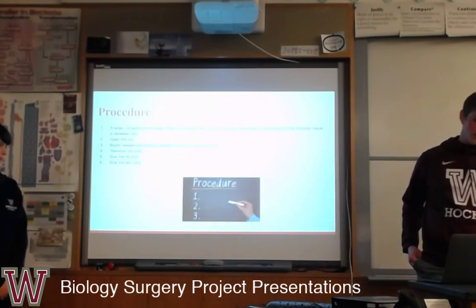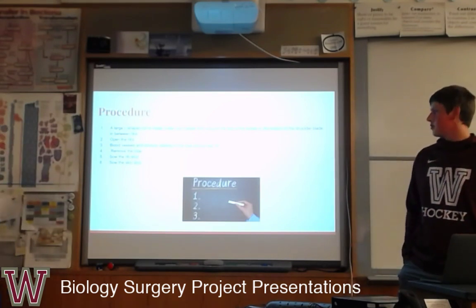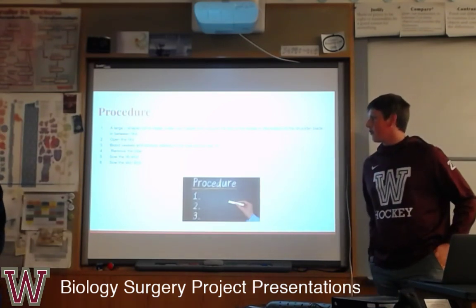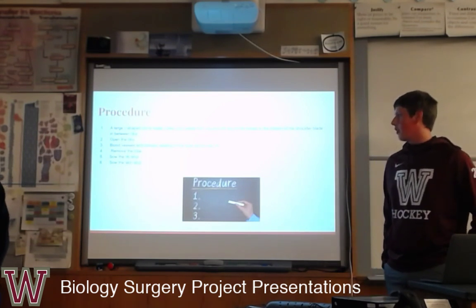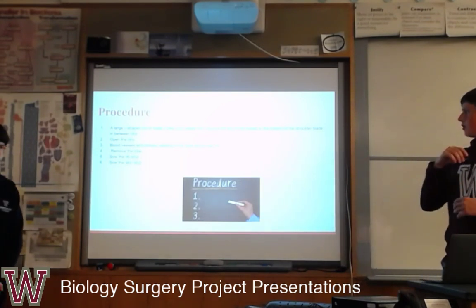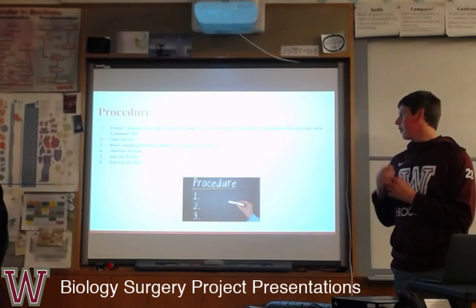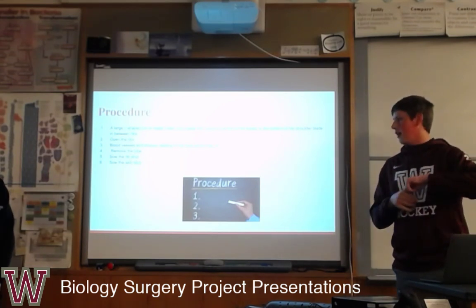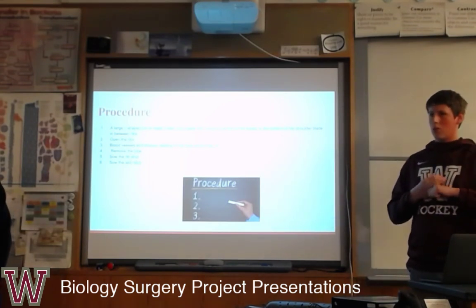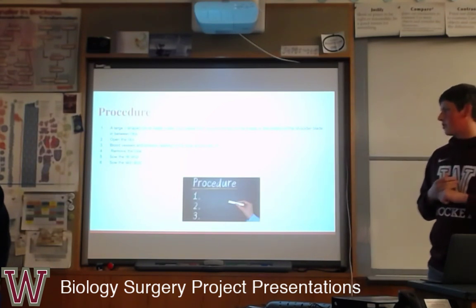The procedure. The procedure for this surgery is, first you have to make a large C-shaped cut from under the shoulder around to the top of the breast area of the patient. Once you make this cut, you have to open up the ribs to expose the lung.